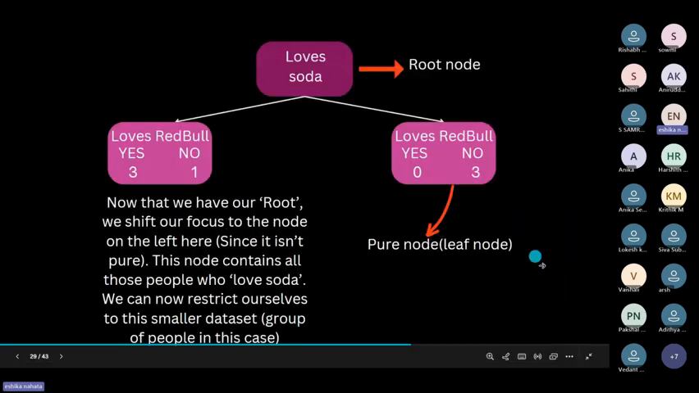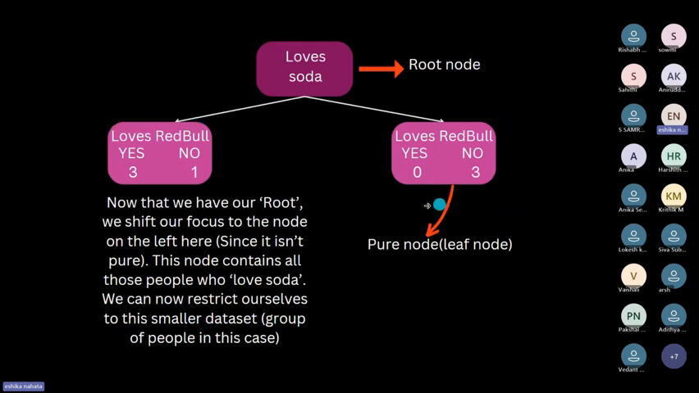So we get one pure node over here and one impure node over here. Since this is pure, we can stop worrying about it and move on to just the impure leaves so we can eventually make them pure.